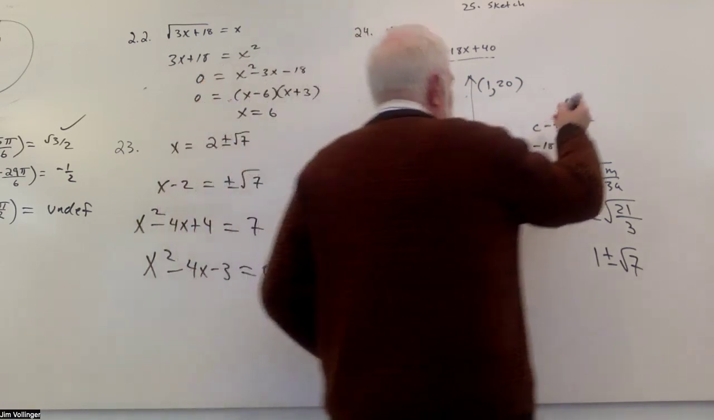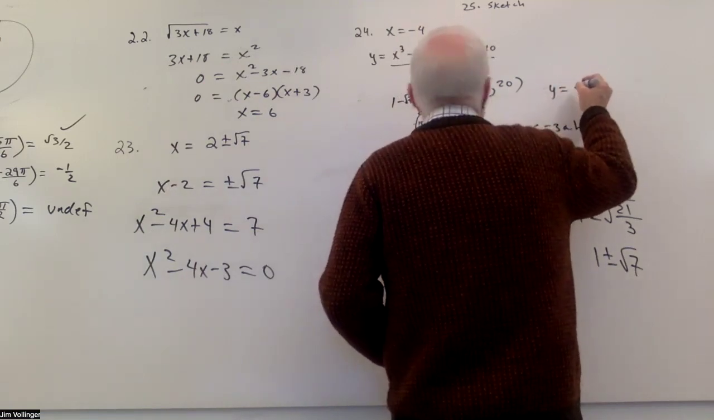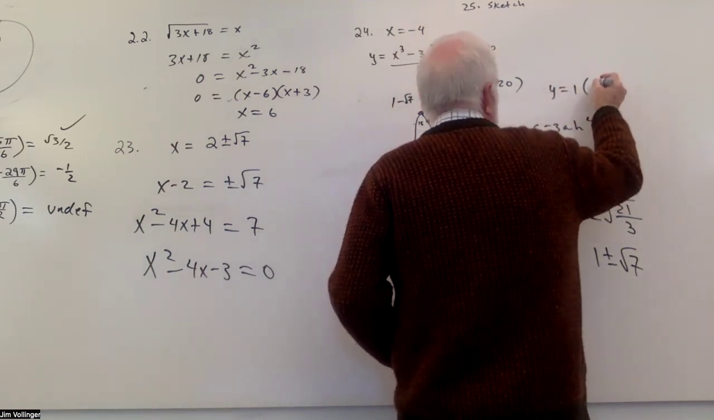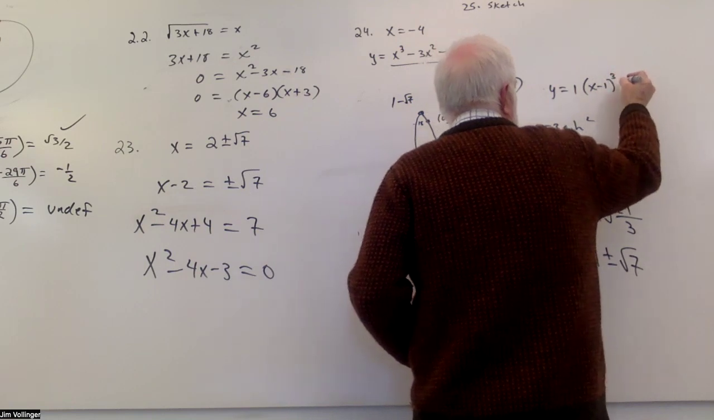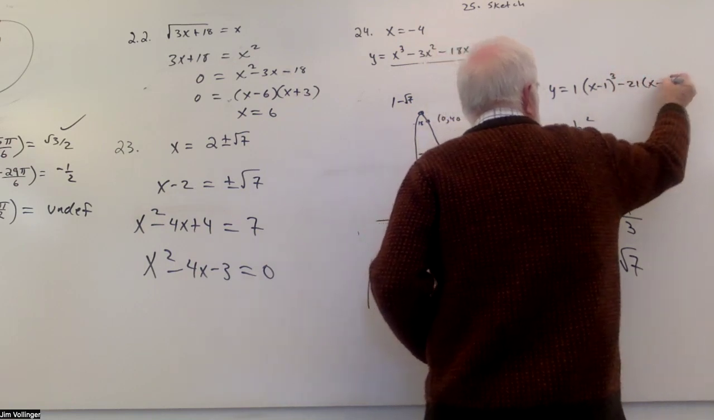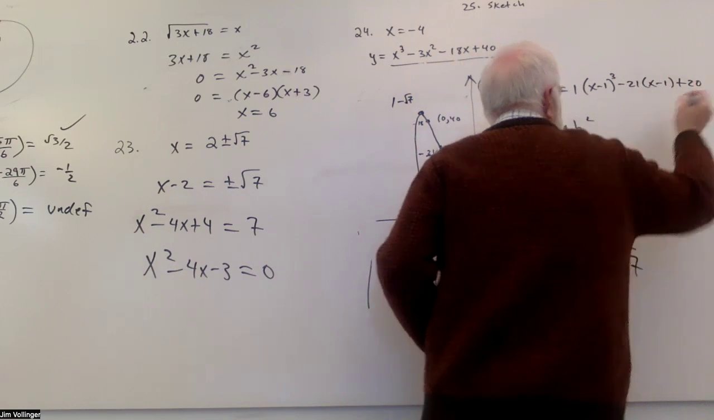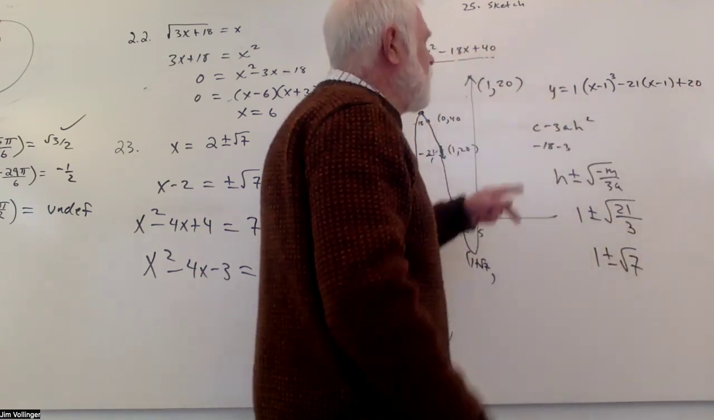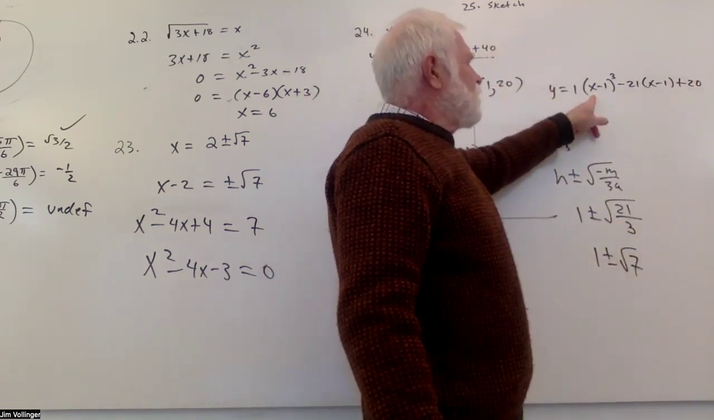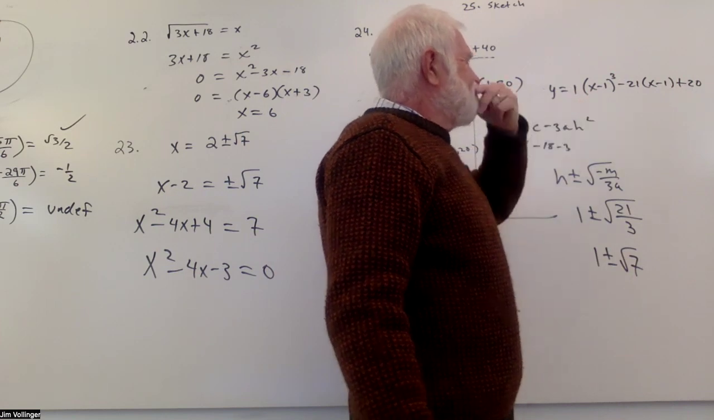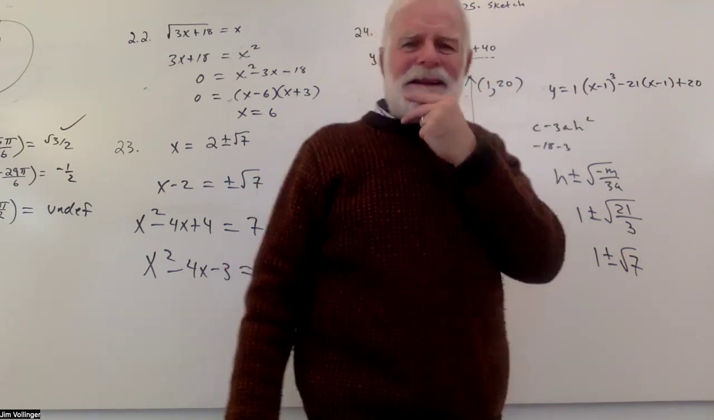I don't know the graphing form for this would then be y equals, I'll put the 1 here, x minus 1 cubed minus 21 times x minus 1 plus 20. All right. And would it have been hard to plug in 1 plus or minus the square root of 7? Square root of 7 cubed. Yeah, it's not that friendly. So we'll leave it there.